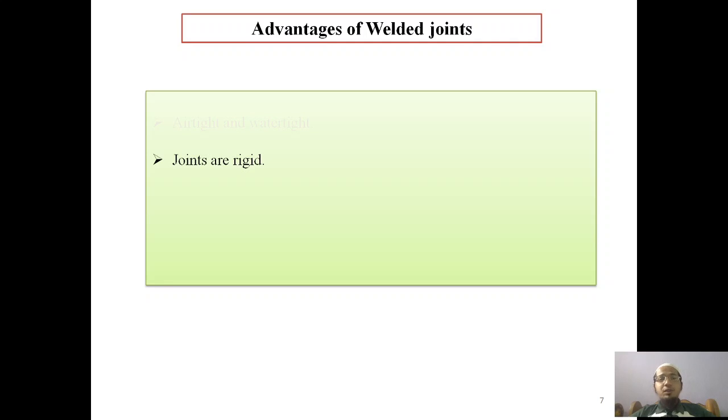Again, these joints will provide rigid structure or rigid joints, as rigid as that of the bolted or riveted. Means joints made by welding are more rigid than the bolted joints, but due to this over rigidity it may cause some disadvantage.